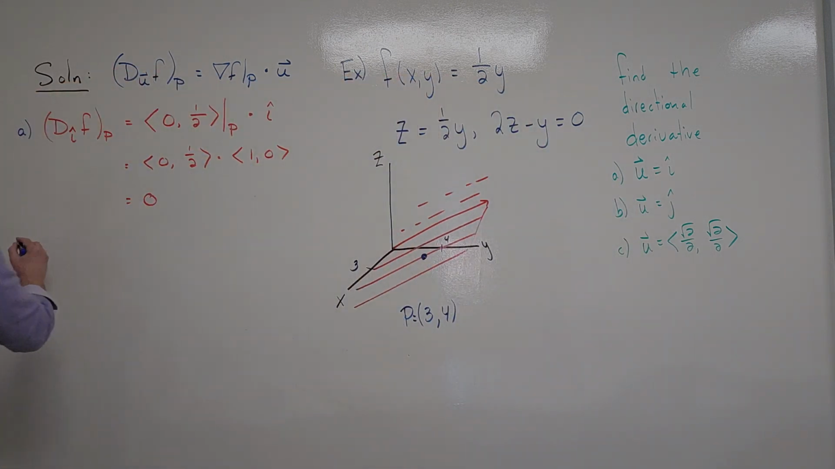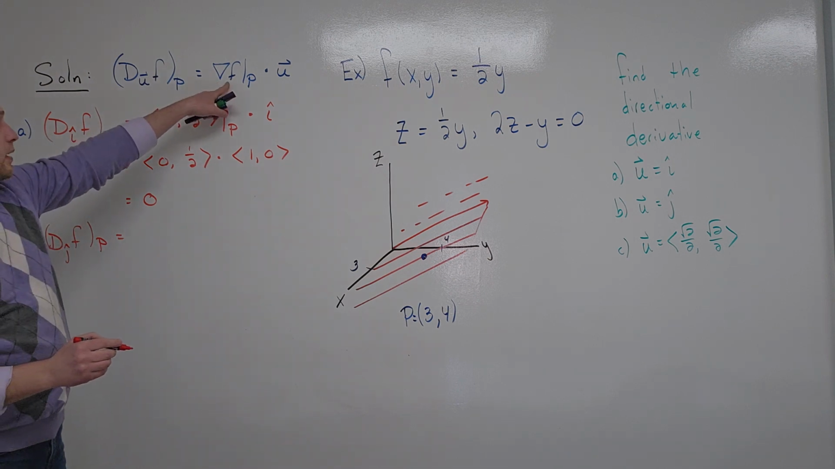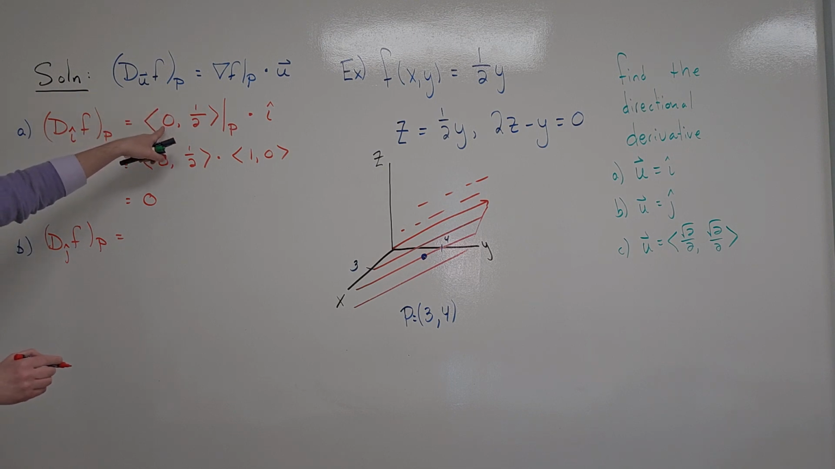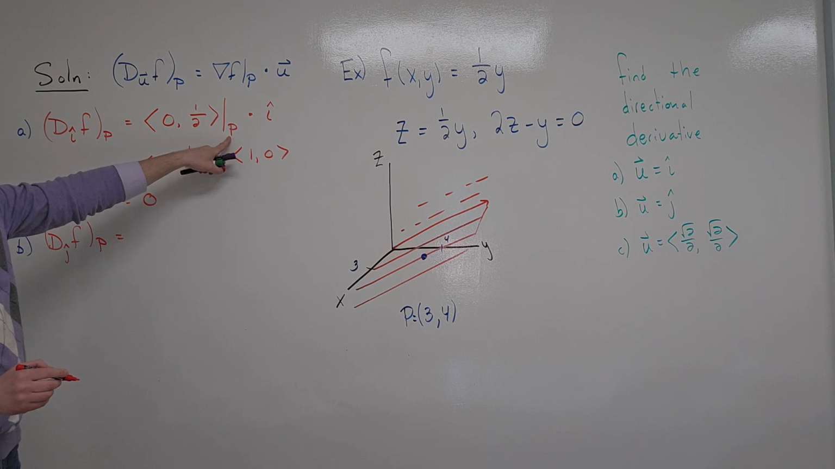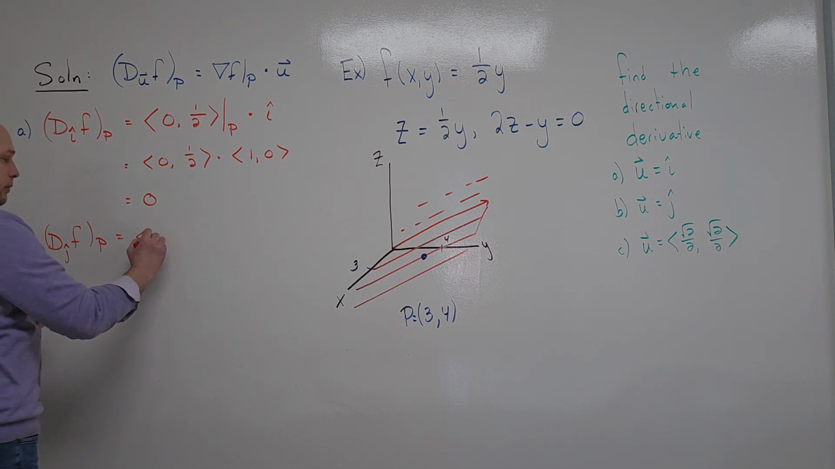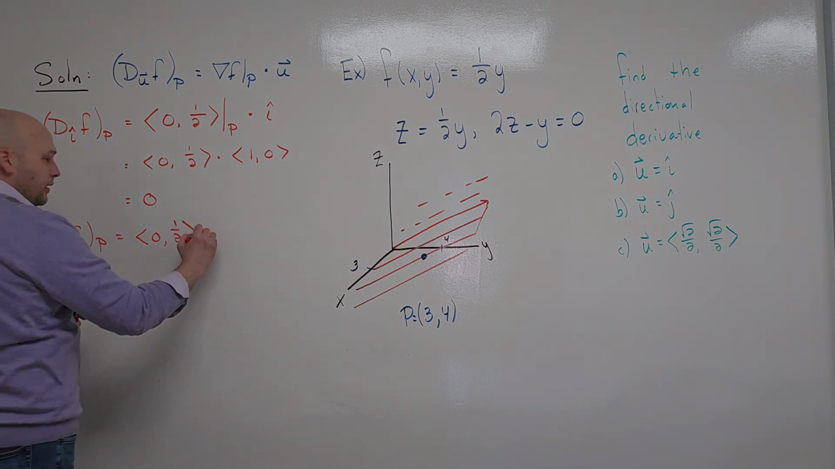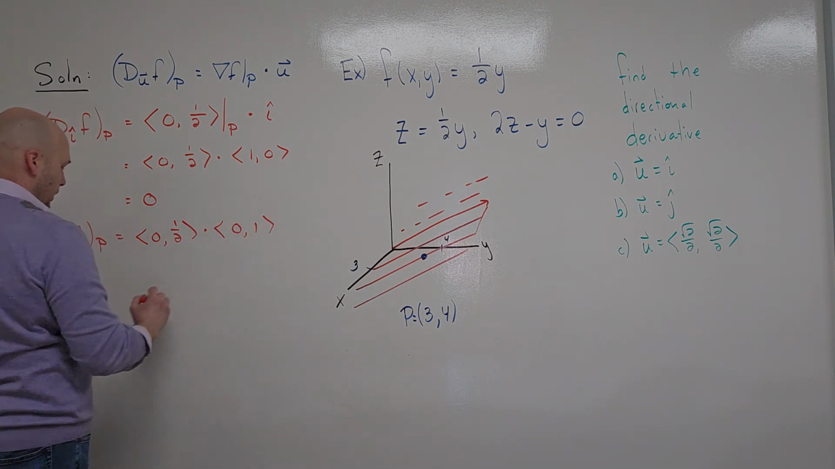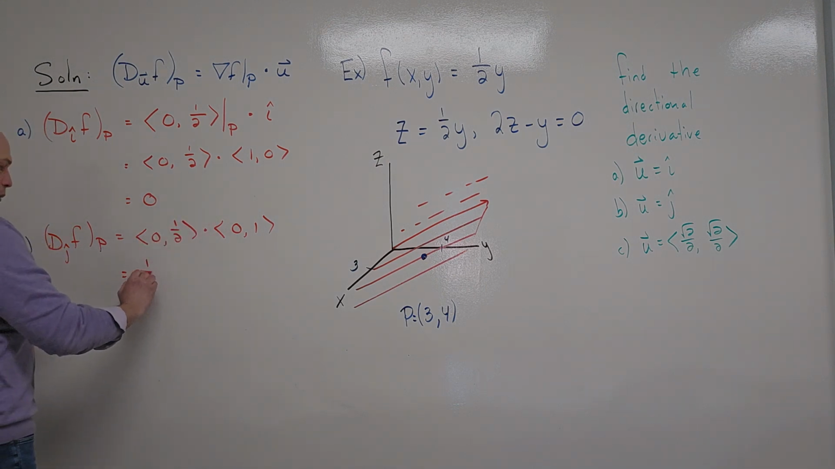Part B. Okay, so let's compute the directional derivative in the direction of j of the function f at the point P. So again, it's going to be the gradient of the function evaluated at P. Now, let's look at our work in part A. The gradient of the function was given by the vector 0, 1/2, evaluated at P was 0, 1/2. So that part of the computation is going to stay the same, so it's still going to be 0, 1/2. And then I take the dot product with the vector j, which in component form is 0, 1. And then you evaluate the dot product, you get 1/2.